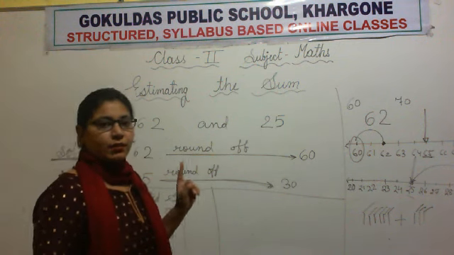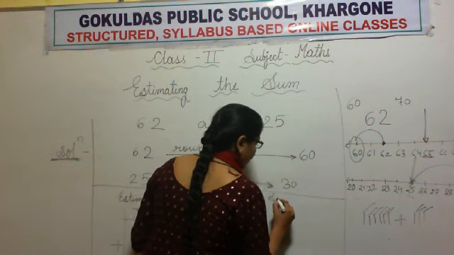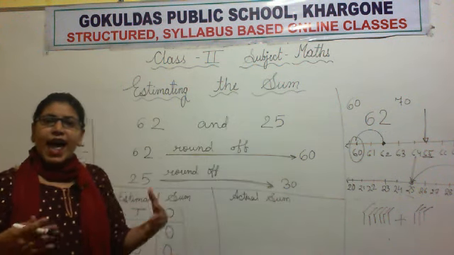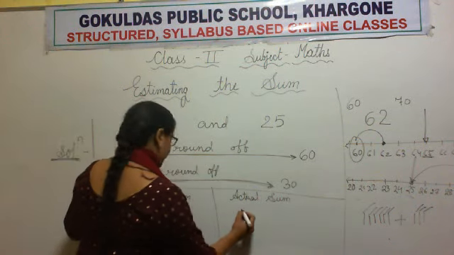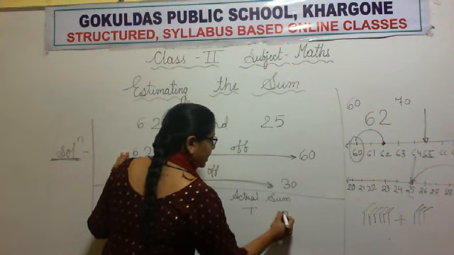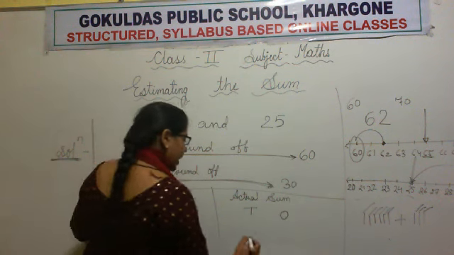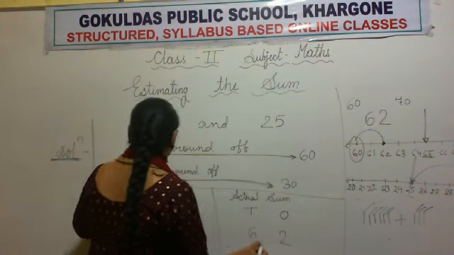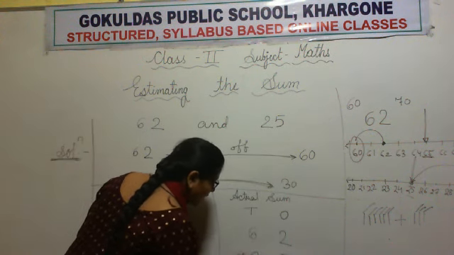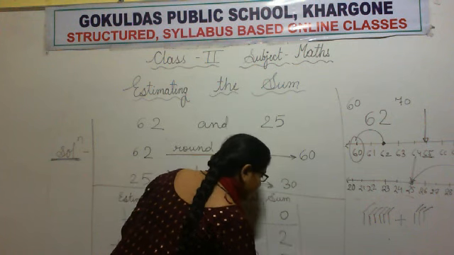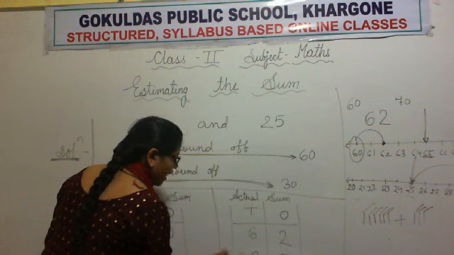Now we will find the actual sum. So what is the actual sum? When we add the actual numbers given by the question, that is our actual sum. So again, first of all, we will write places. It is a very important part of solving any addition question. Now, the first number is 62 and the second number is 25. So we will write ones below ones and tens below tens. Now let's add them.